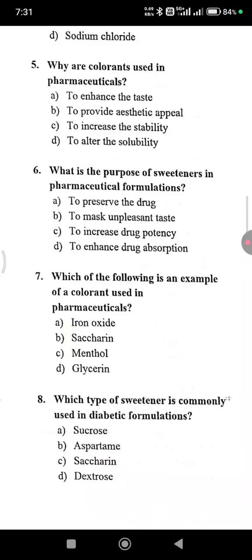Which of the following is an example of a colorant used in pharmaceuticals? Iron oxide. Which type of sweetener is commonly used in diabetic formulations? Saccharin. That is saccharin.